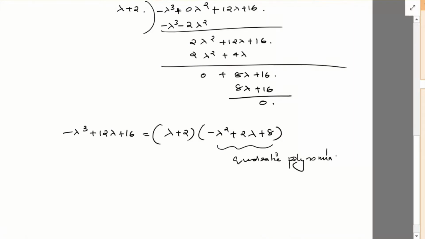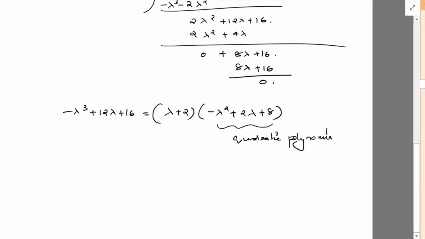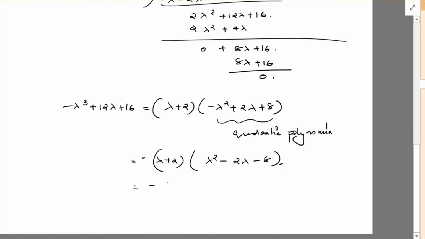We know how to find the roots of a quadratic polynomial. So this can be expressed as lambda plus 2 into, we can take the minus outside. So it will be minus of lambda plus 2 into lambda square minus 2 lambda minus 8. Now you can factorize this. This quadratic polynomial can be written as the product of two factors. What are those factors? Lambda square minus 4 lambda plus 2 lambda minus 8.